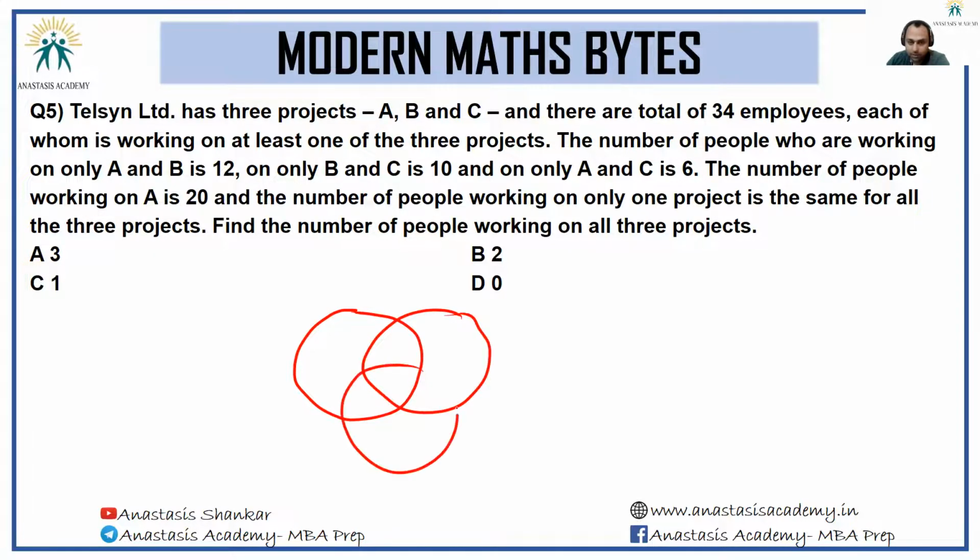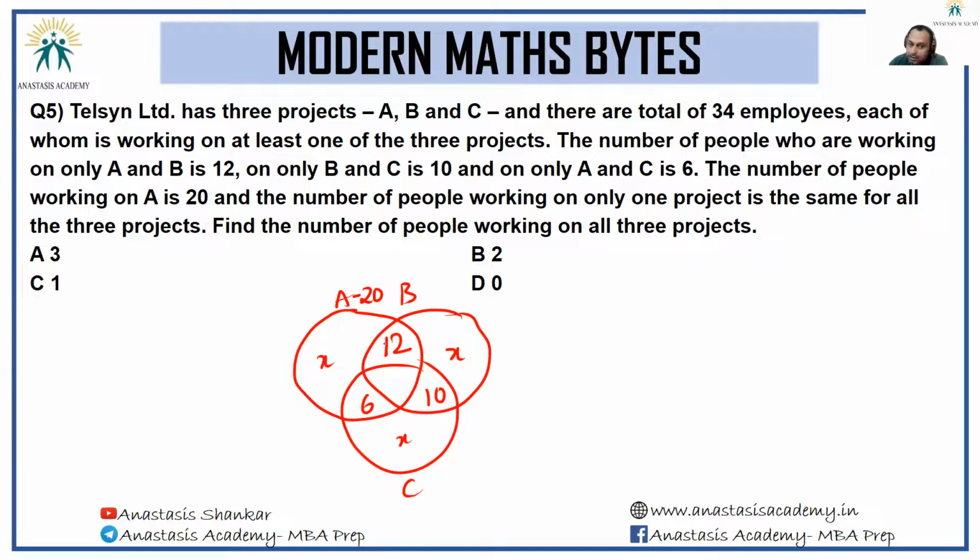Let me record the information. I have project A, project B, project C. Total of 34 employees. The number of people working on only A and B is 12, so this is 12. Only B and C is 10, so this is 10. And only A and C is 6. The number of people working on A is 20. The number of people working on only one project is the same for all 3 projects, so if this is x, this is x, this is x. Additionally, can you see this portion in the middle? The number of people working on all 3 projects.